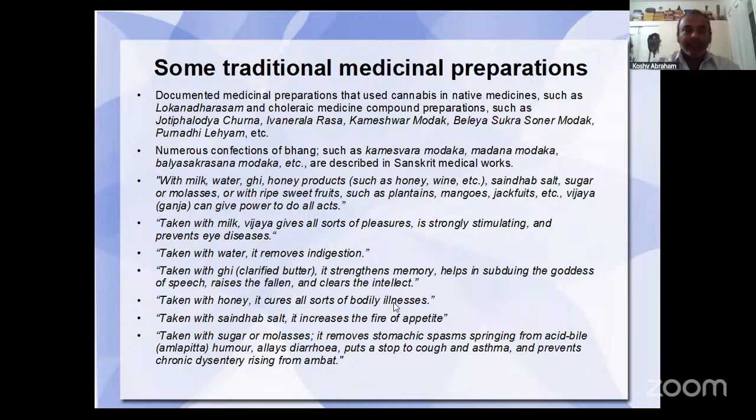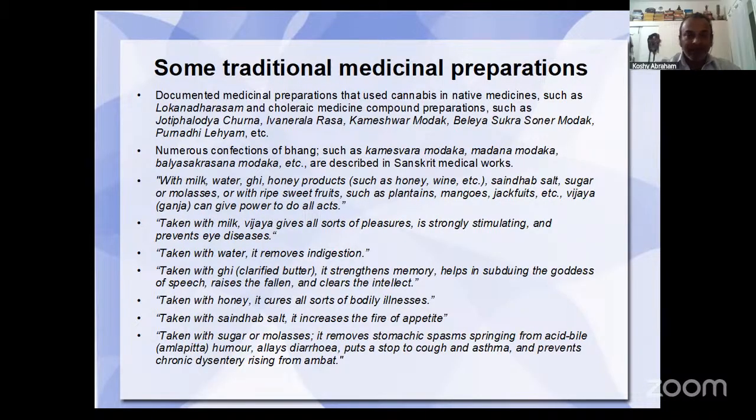There are some traditional medicinal preparations which are documented in the Hemp Commission's report. Many witnesses have given the recipes and the ingredients for various traditional medicines that were prepared from cannabis, either in paste or sweet form.